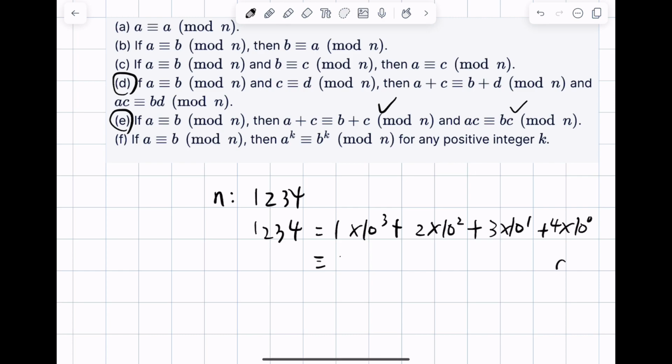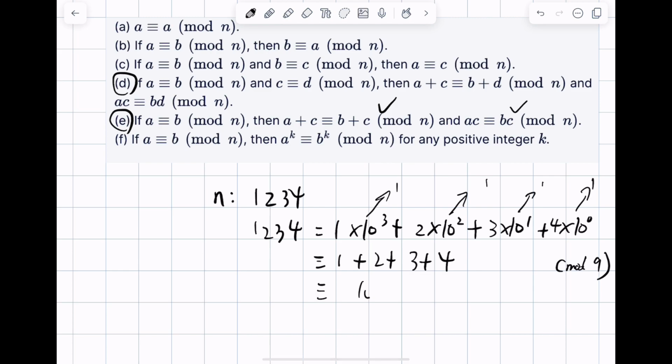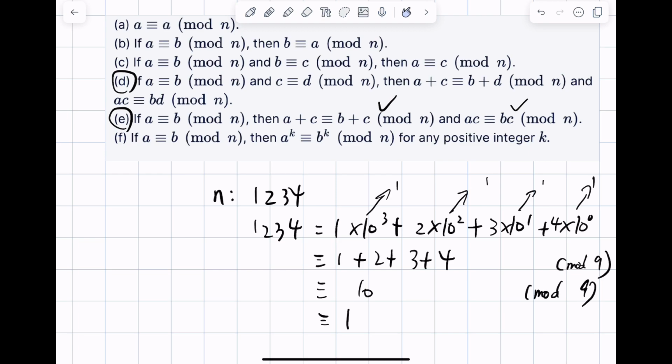If we mod 9, then all the things that are related with 10 will become 1, right? Then this will become 1 plus 2 plus 3 plus 4. And this is already the sum of digits. And we know this is 10. And because we are considering mod 9, it will become 1, right? So this is the reason why this method works.